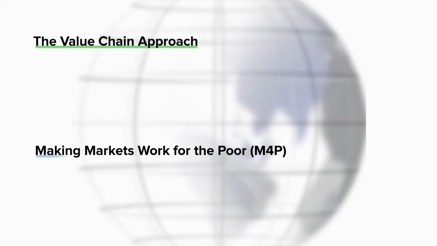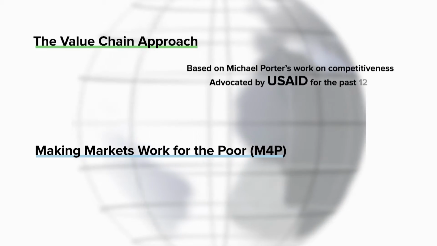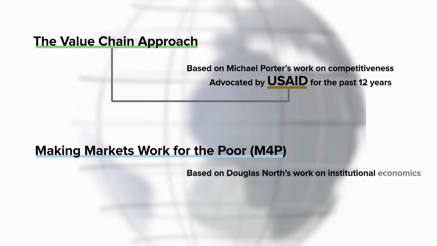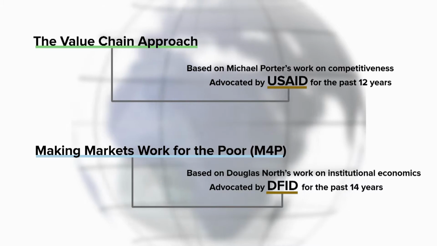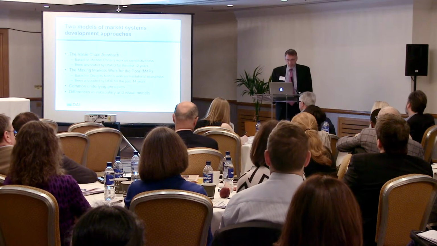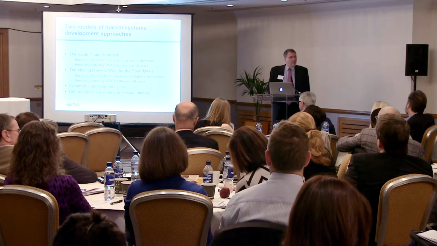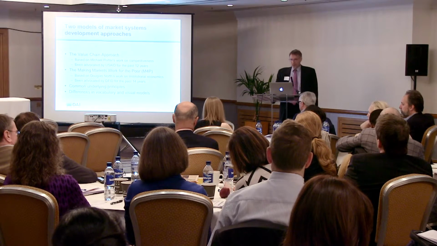There are really two models of market systems development approaches that are being applied right now. USAID had been developing its value chain approach, and DFID had been developing the M4P approach. They have very similar underlying principles, but there are differences in vocabulary and in visual models.